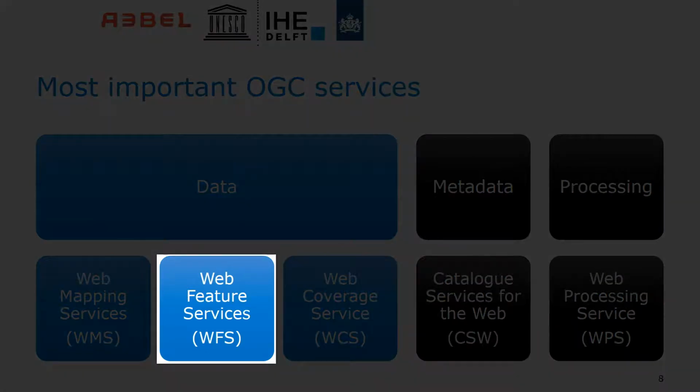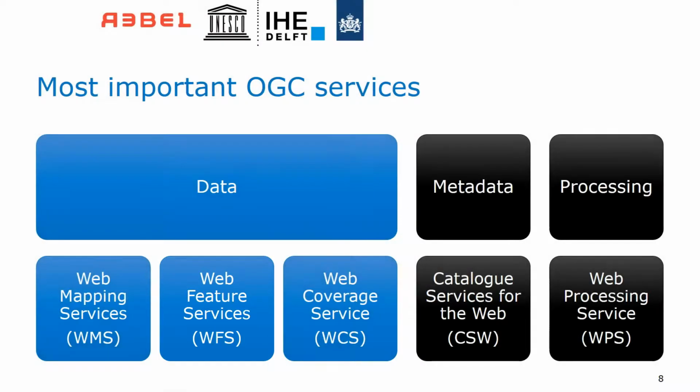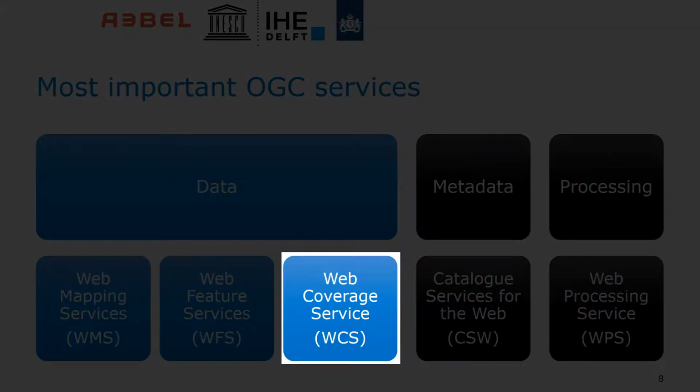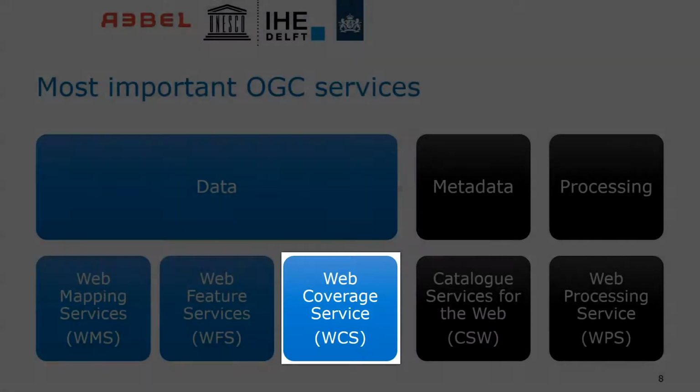There's also the Web Feature Services, or WFS. That gives access to vector data. It's not a rendered picture, but it gives access to points, lines, and polygons, including their attributes. We have a similar web service for rasters, which is called the Web Coverage Service, or WCS.